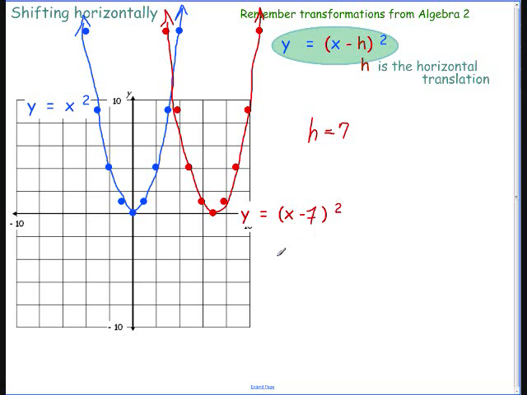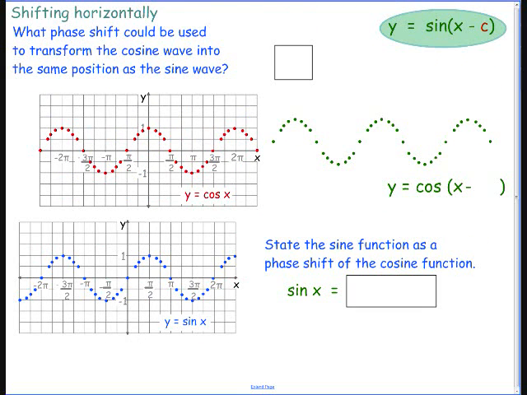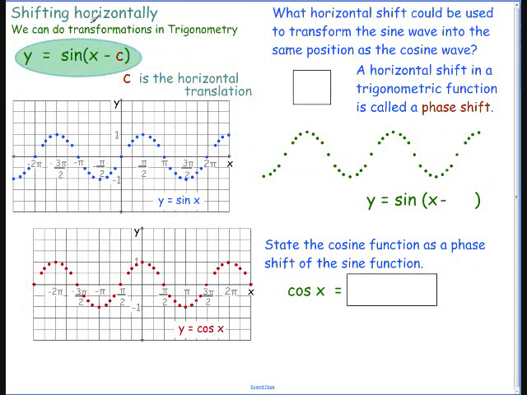That's the equation. There's its graph. So that shifts it horizontally when you subtract something from the input. Shifting horizontally, we're going to do this now in trig.